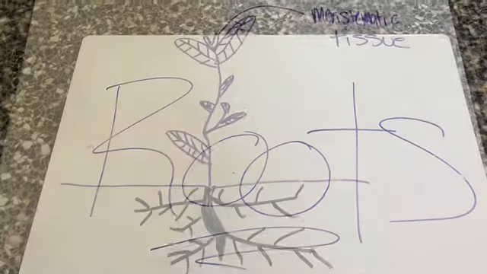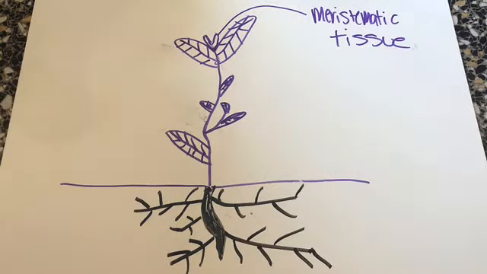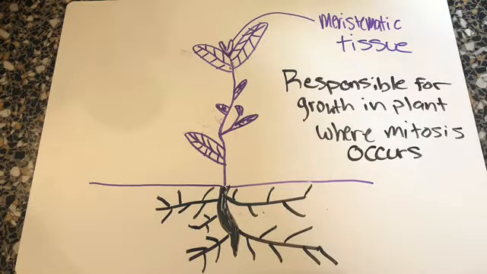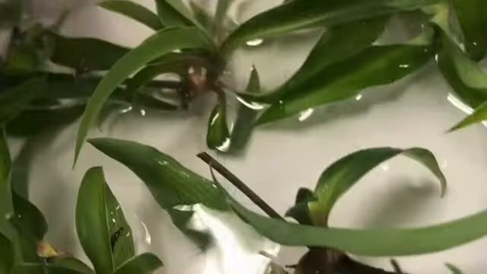Roots. The first part of the plant we're going to look at is the meristematic tissue. The meristematic tissue is responsible for the growth in the plant. It is also where mitosis occurs. Mitosis is the generation of new body cells.